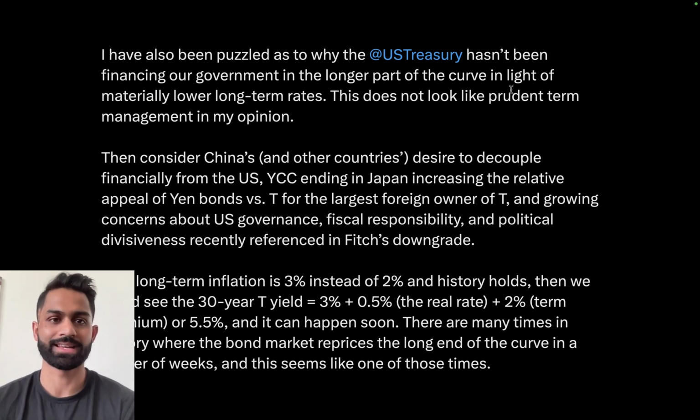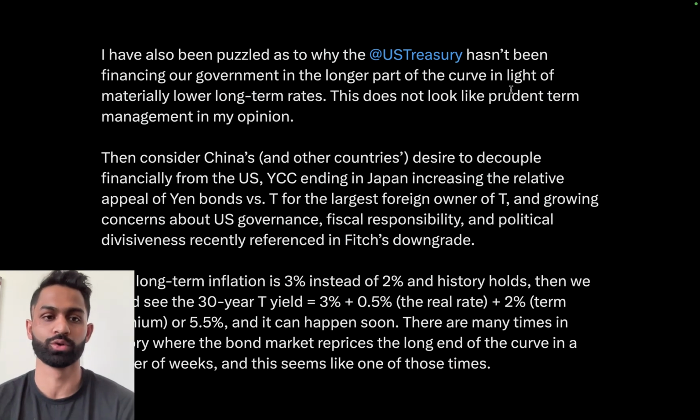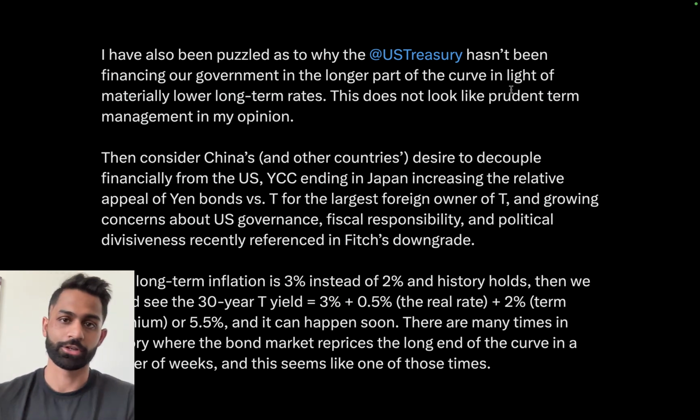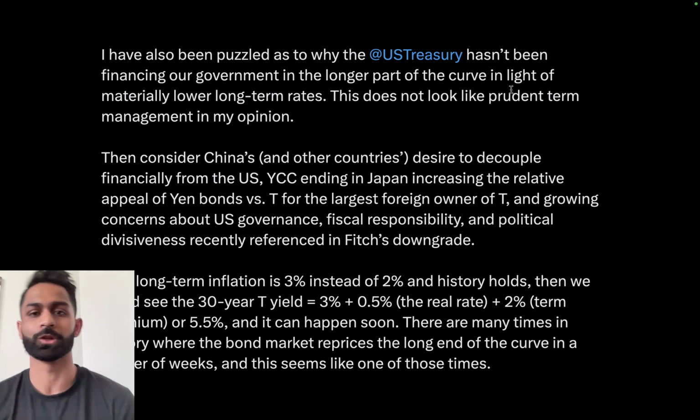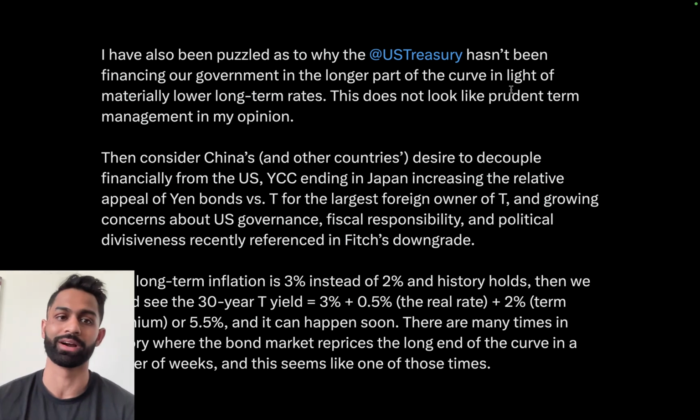He also goes on to say that he's been puzzled as to why the US Treasury hasn't been financing our government in the longer part of the curve in light of materially lower long-term rates. This does not look like prudent term management in his opinion. So basically what he's saying is the US Treasury is issuing a lot of short-term, short end of the curve bonds instead of the longer part of the curve, which does have lower interest rates.